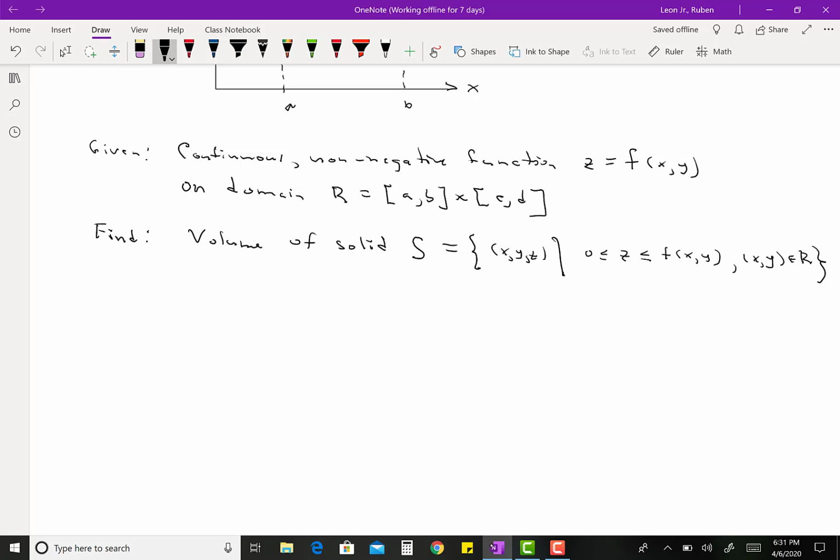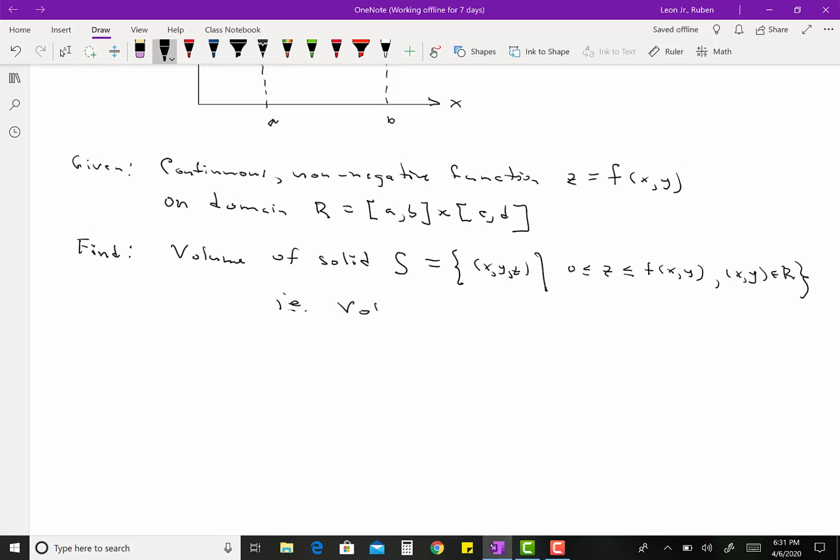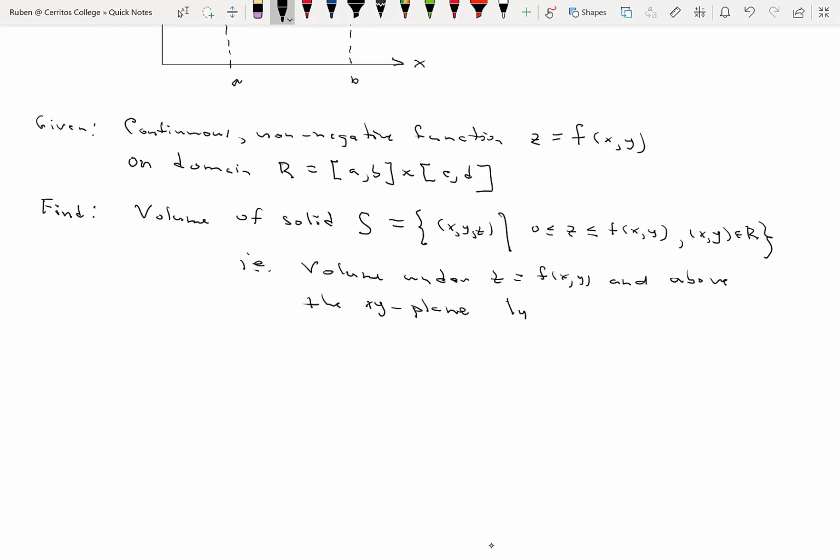In informal terms, I'm looking for the volume under z equals f of x, y, and above the x-axis. Nope, I slipped into Calc 1 mode there. It's not above the x-axis, it's above the xy plane, lying above the rectangle R.